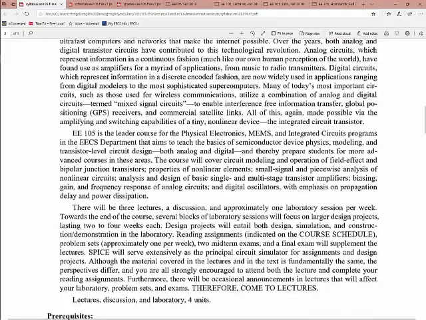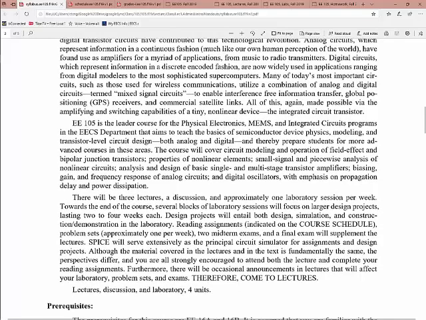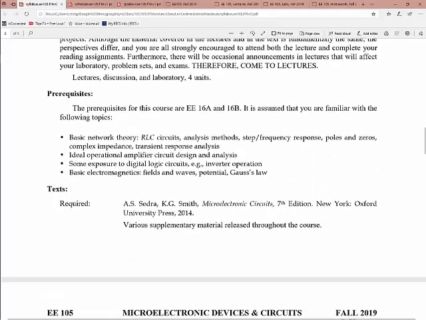I guess more information. I won't read through this. I'll let you read through that on your own time. But first let's talk about prereqs for this course. So the prerequisites are EE16A and 16B.